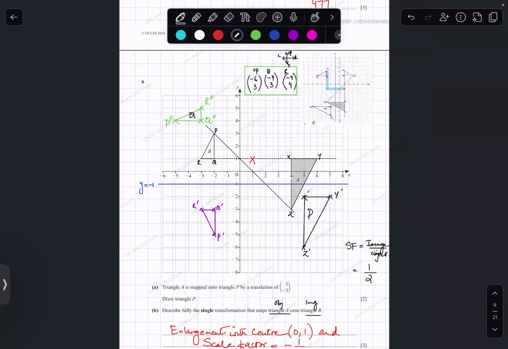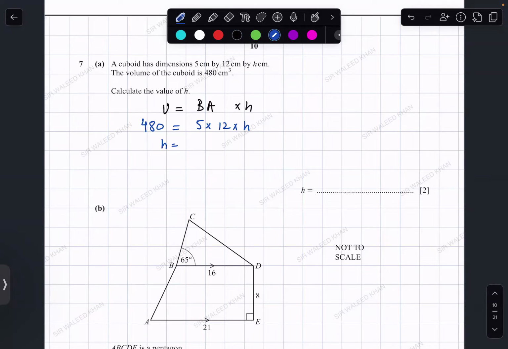Calculate the height. Okay, so we just use volume is equal to base area times height. The dimensions are given, base area times height, and the volume is also given, 480. Just rearrange it. H is equal to 480 divided by this. It should be 8.